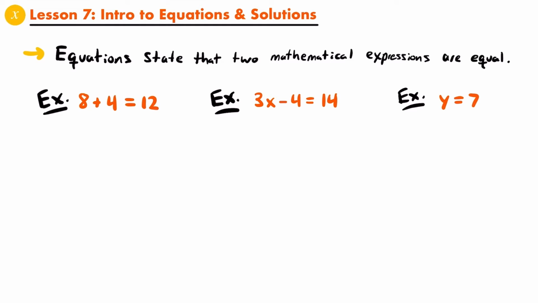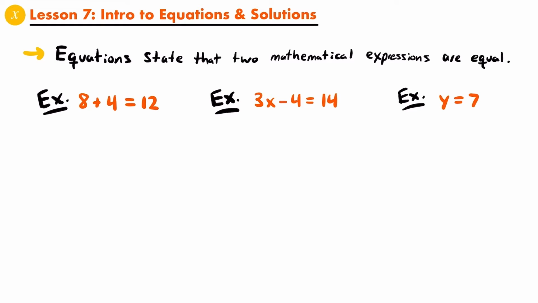But in the case of equations involving variable expressions, they are not always true based on the value used for the variable. All right, so in the case over here, 8 plus 4 is equal to 12. That is always true. Nothing in this equation will ever make it false. Or in other words, 8 plus 4 will never equal anything other than 12. That will always be the case. But with these two equations, 3x minus 4 equals 14 and y equals 7, depending on what value you say that x or y is equal to, these equations could be false. They could make statements that are not true.